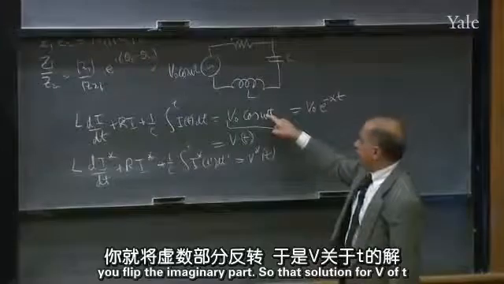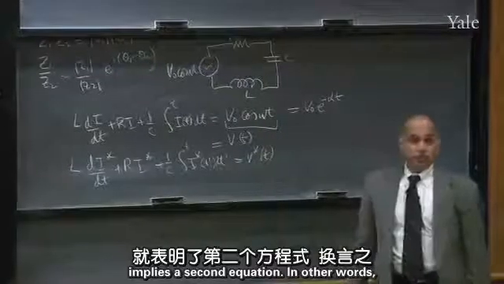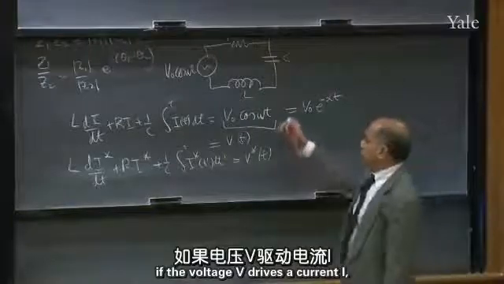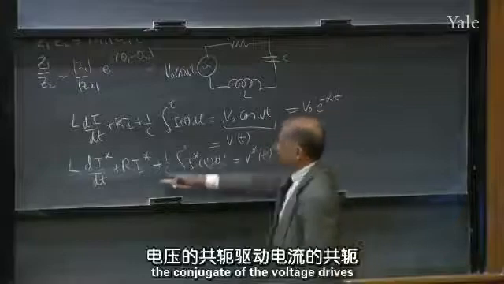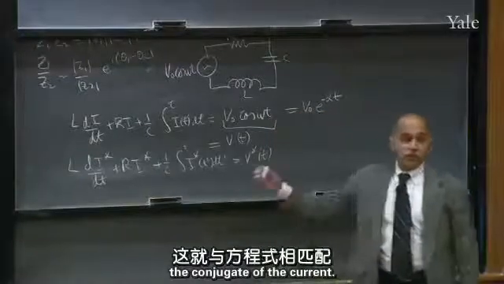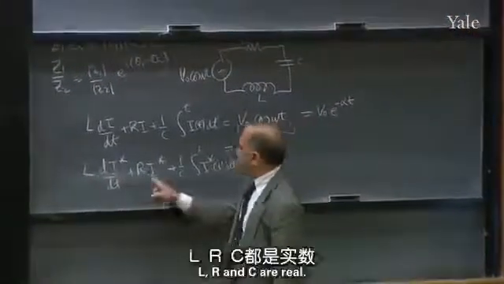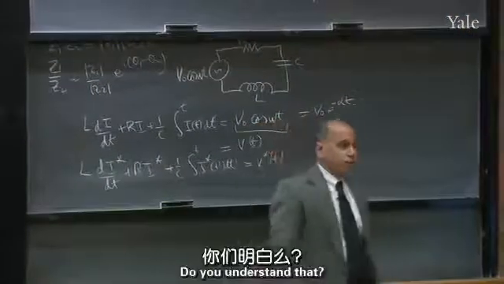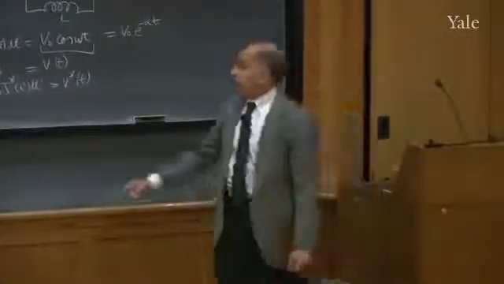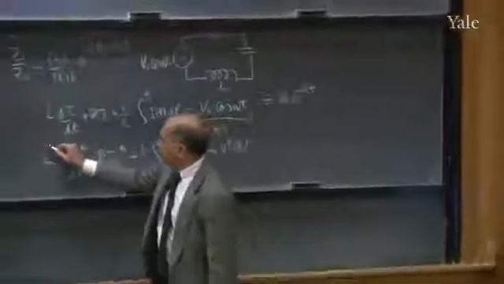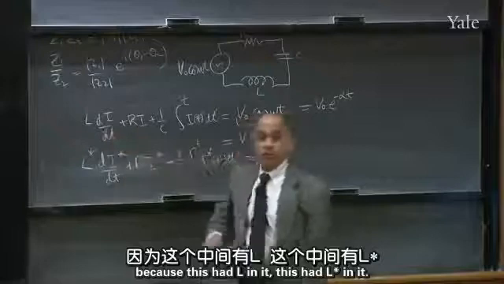So that solution for v of t implies a second equation. In other words, if the voltage v drives a current I, the conjugate of the voltage drives the conjugate of the current. That simply follows from the equation. It comes from the fact that when I conjugated it, L, R, and C are real. Do you understand that? Suppose L were imaginary, or had an imaginary part, then I must also put a conjugate on L, then I star obeys a different equation, because this had L in it, this had L star in it.